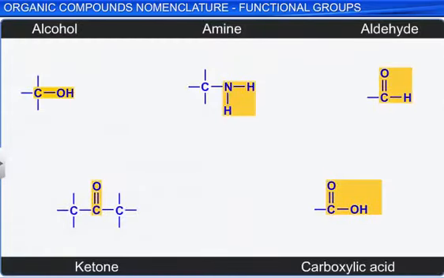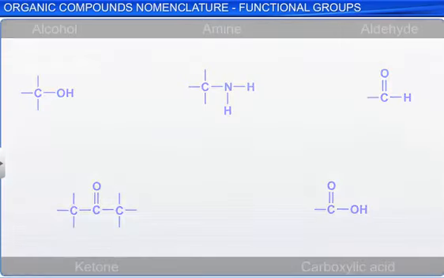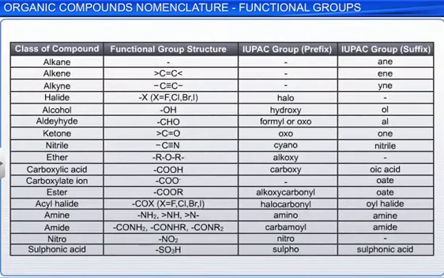Functional groups play an important role in determining the properties of a compound and are used to organize organic compounds in different classes. Based on the structure of the compounds, they have been organized into classes and assigned IUPAC group prefix and suffix.